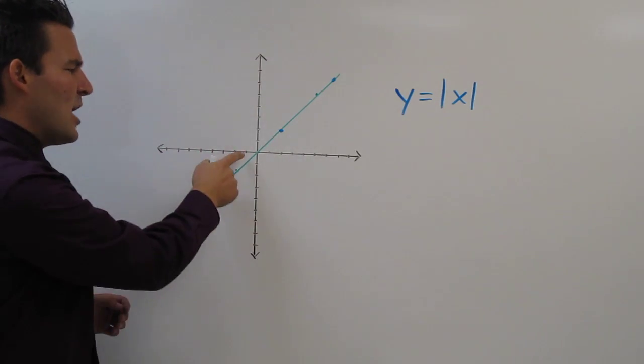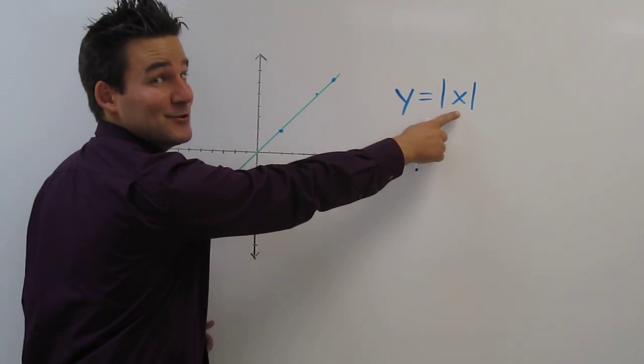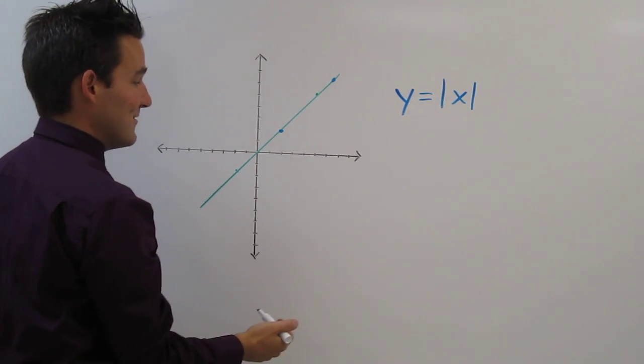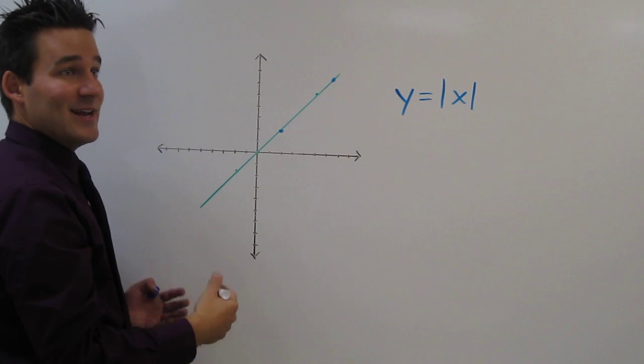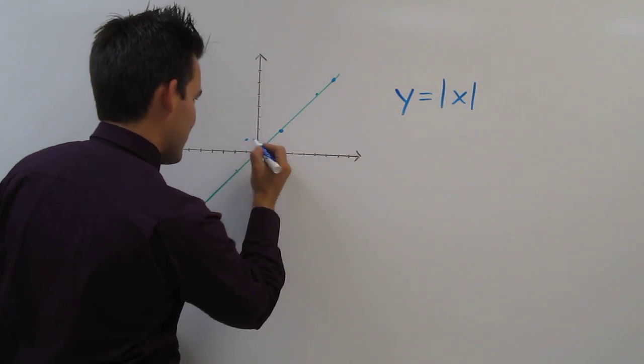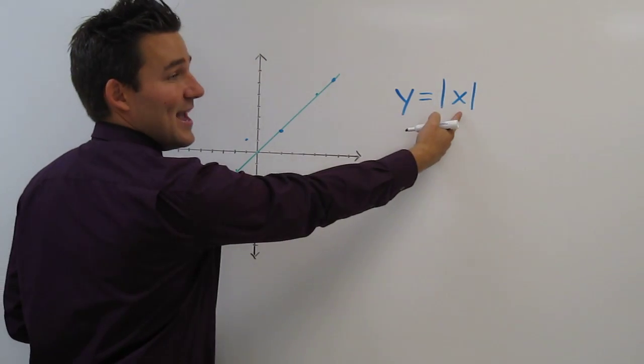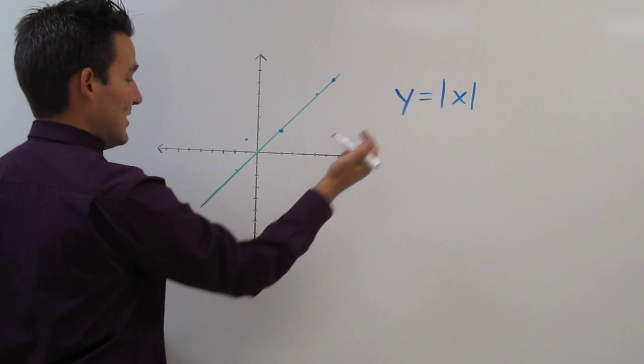But what about when we talk about negative x's? When x is negative 1, the absolute value of negative 1 is positive 1. So we have the coordinate negative 1, 1. What about when x is negative 3? When x is negative 3, y is going to equal 3.